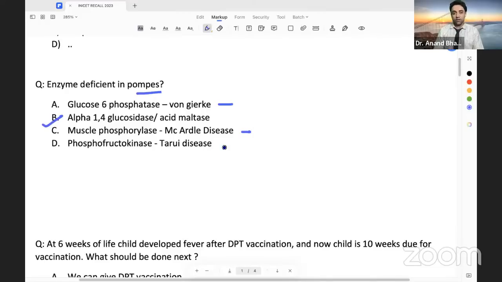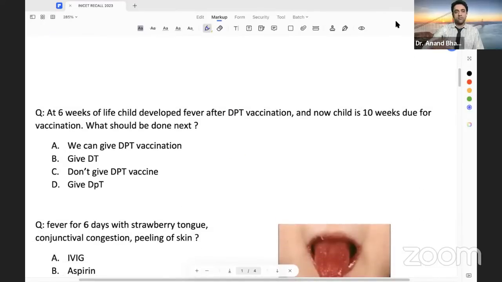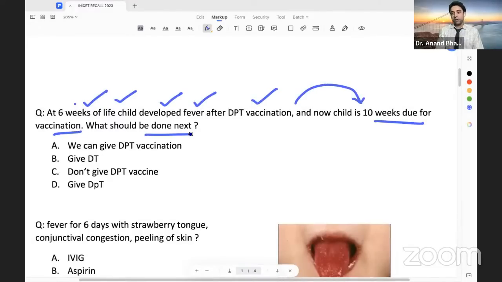Phosphofructokinase deficiency is in Tarui disease, whereas the answer for Pompe will be acid alpha-1,4 glucosidase. Next question, very simple, beautiful question. At 6 weeks of life, a child developed fever after DPT vaccination. Now the child is 10 weeks old and due for vaccination. What should be done next?